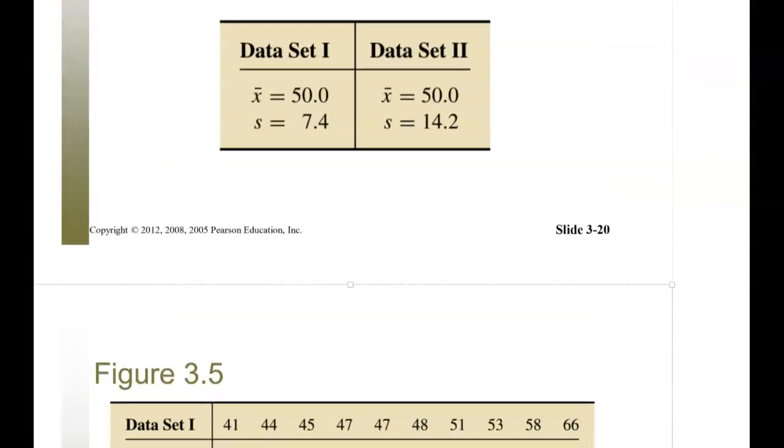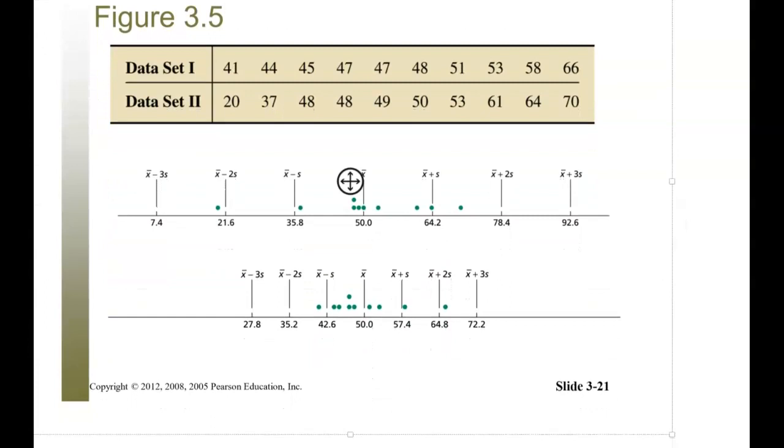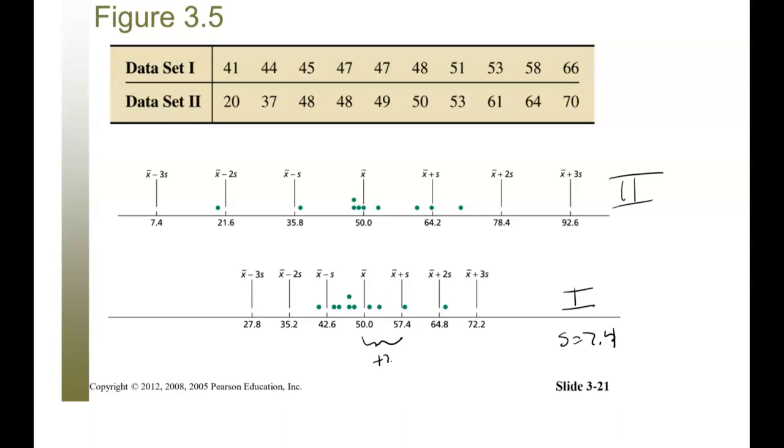I think it had a standard deviation of 7.4. So this one down here is actually data set 1, and this one up here is data set 2. Going from 50, when you add 1 standard deviation, 7.4, you get 57.4. Adding another 7.4, which is 2 standard deviations, brings me to 64.8. And a third one brings me out to 72.2. You can see the data is much more clustered, small, around that 50.